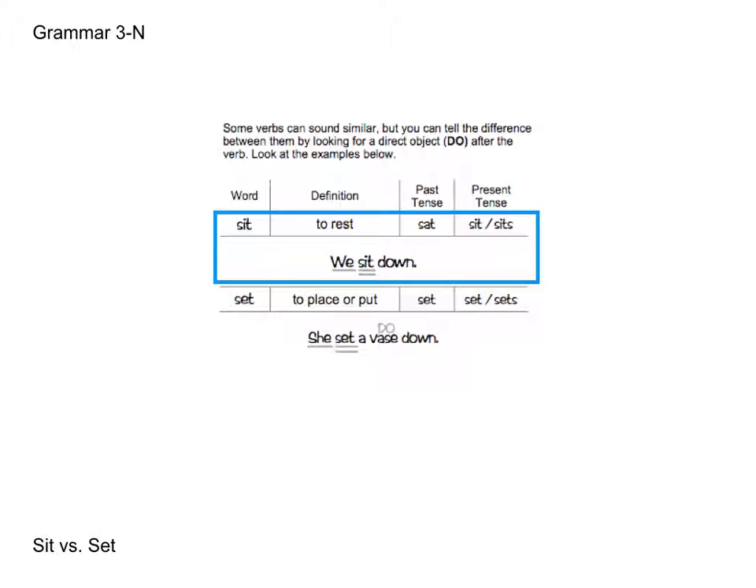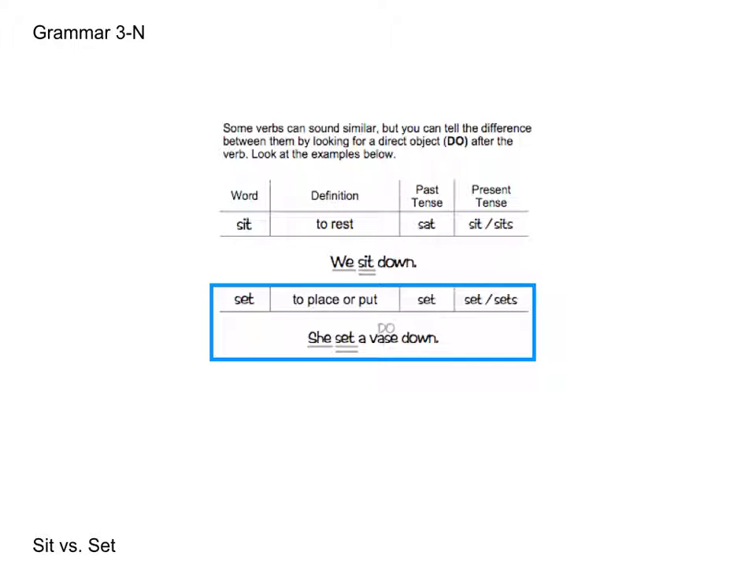Whereas when we have the verb to set, it means to place or put. She set a vase down. Something is being placed. The vase is being put down. So you can see that there's this difference where something is receiving the action, whereas we are simply completing the action. When you get into this booklet, what you want to do is first get rid of those prepositional phrases because we know that the direct object will never be in that prepositional phrase. So that can help you.